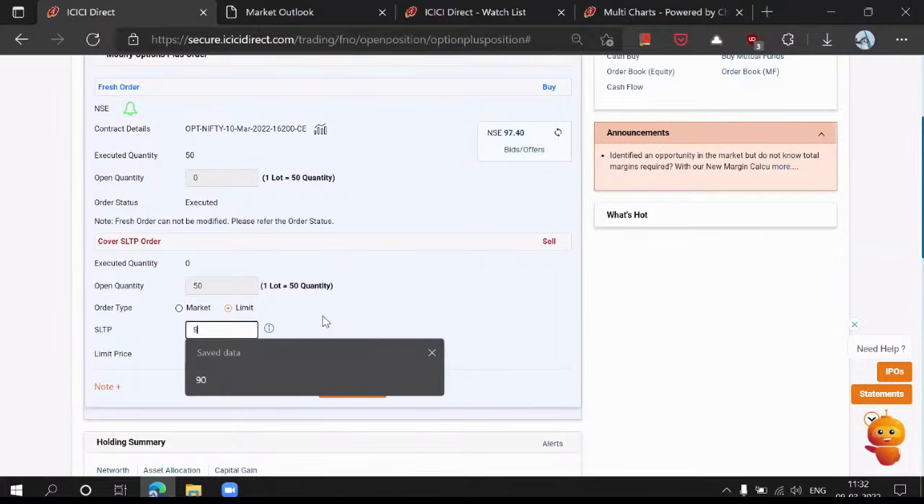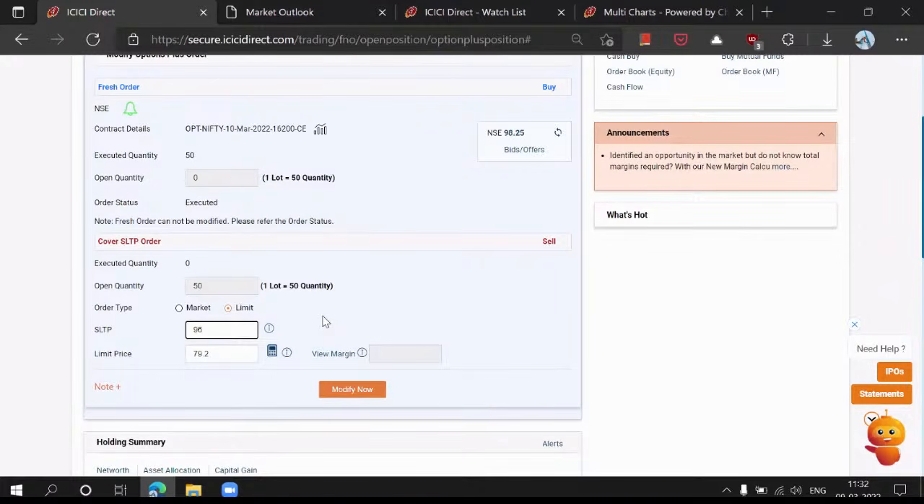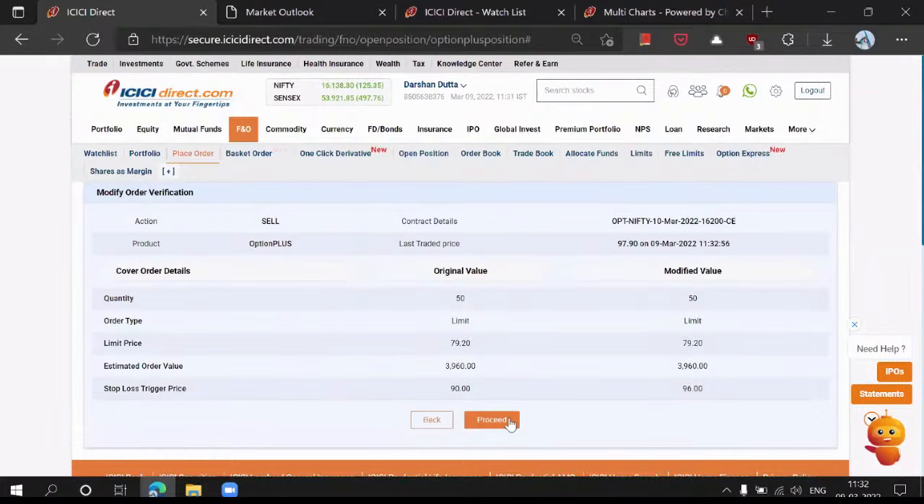We'll also show you the ability to place a stop loss in options as well. A lot of people have options positions, and then how do you place a stop loss? Yeah, you can, Darshan, you can do that. Let's say 96, you can do that and modify that. Yeah, you modify that, and your order goes through.